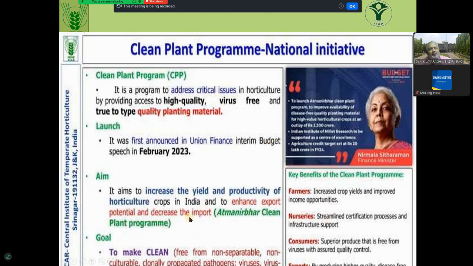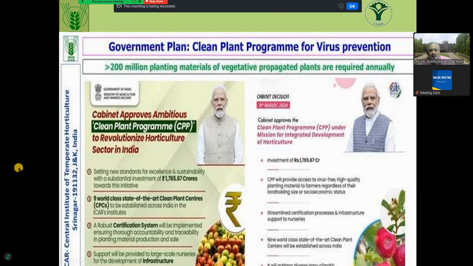So if I give you diseased planting material, the cost of cultivation will be high, the farmer runs into loss, then the government has to give some subsidies, and so many things come up here and there. So that is the whole goal, aim and mission statement of the national initiative of the Clean Plant Program. So virus prevention, I've already told you. Then they are also going to set up 9 world-class state-of-the-art clean plant centers. I told you one is going to come up at Pune, Nasik. Then we have the mushroom one coming at Solan.